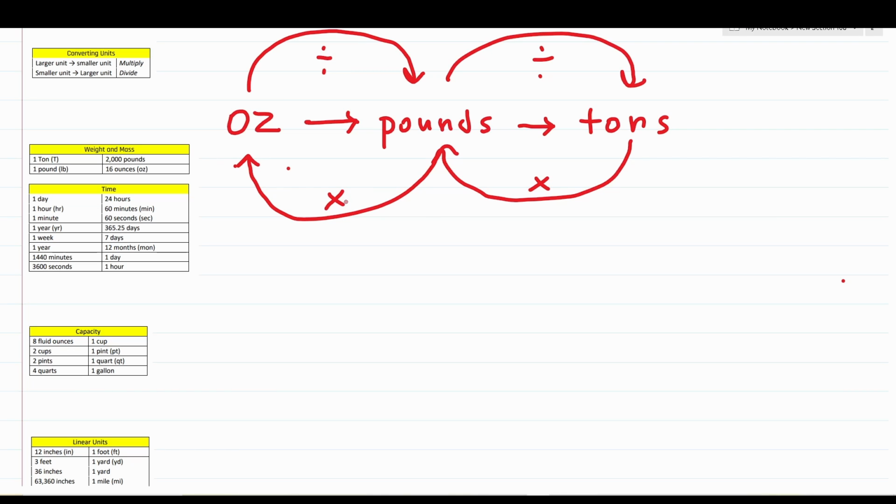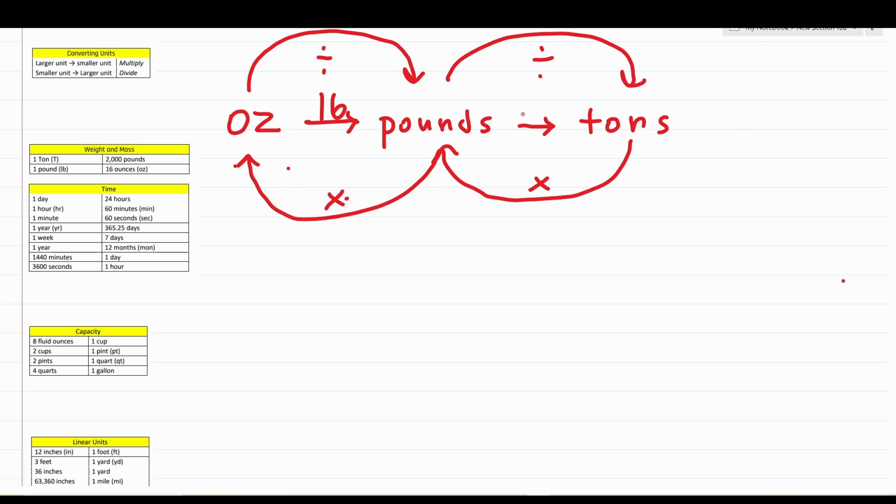The question is this, to make these conversions, what do you multiply and divide by? Well, for this, you have to know that there are 16 ounces in a pound. So to convert ounces to pounds, you would divide by 16. To go from pounds to ounces, you would multiply by 16. All right? How about converting pounds and tons and tons and pounds?